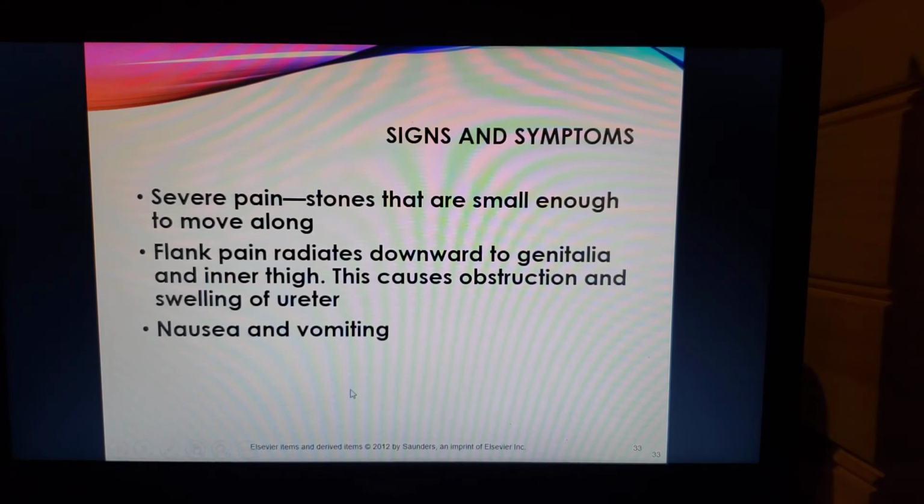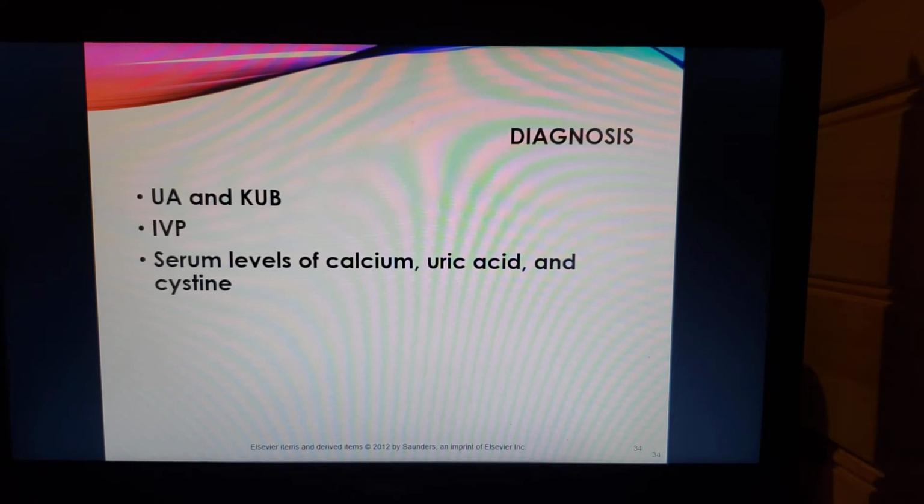Signs and symptoms include severe pain. Stones that are small enough to move along will be very painful, causing a flank pain that radiates downward to the genitalia and inner thigh. That can cause obstructions and swelling in the ureter, and be very painful. The patient can become nauseous and vomiting. So nausea, vomiting, flank pain, flank radiating pain, actually. It's diagnosed with a urinalysis, a KUB X-ray, and they may look at some serum lab levels of calcium, uric acid, and cysteine.